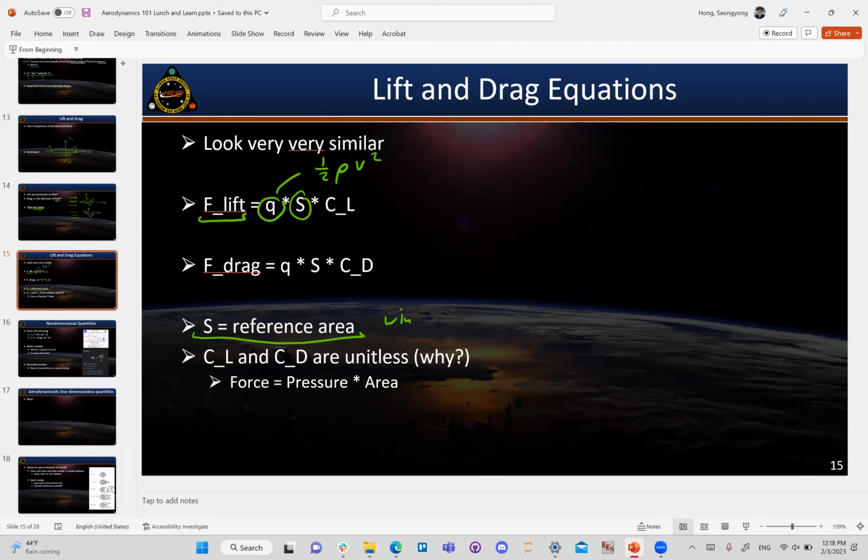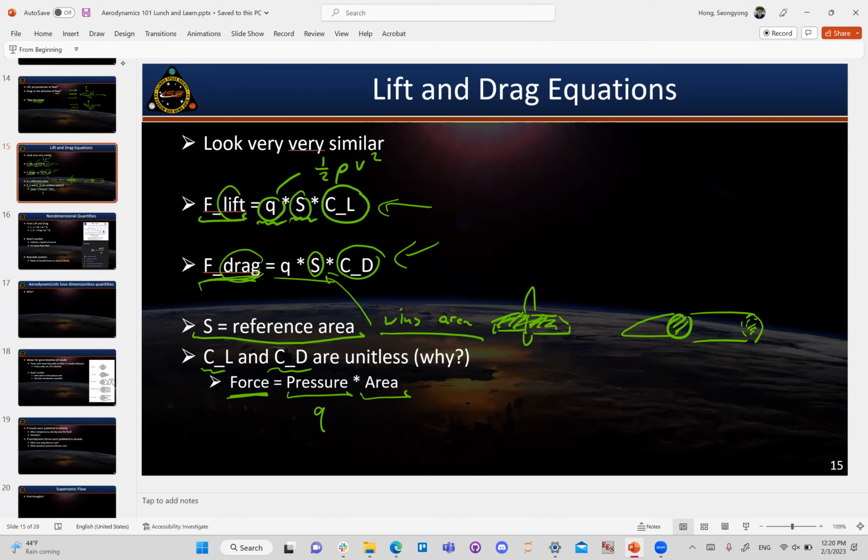If you're analyzing the same body, you would typically choose the same reference area. So if you were analyzing a wing and trying to analyze the lift and drag for that, you would use the wing area for both reference areas. Okay, and then I guess the coefficients account for that. The coefficients.